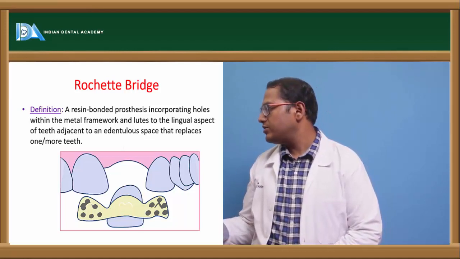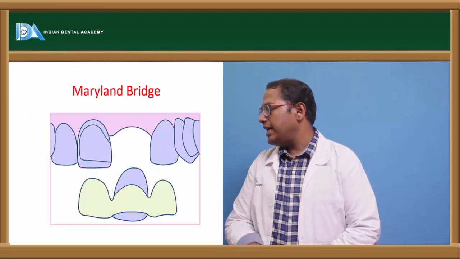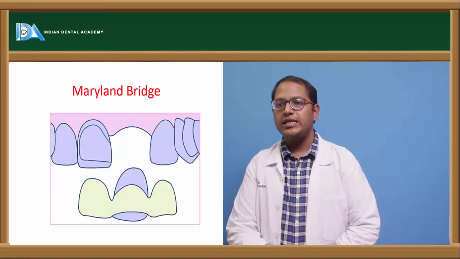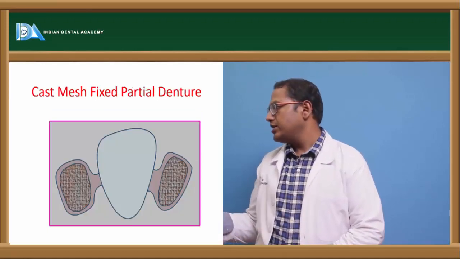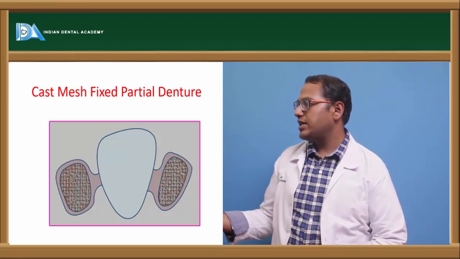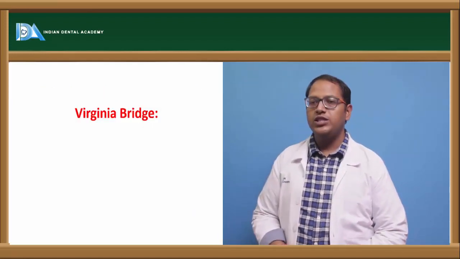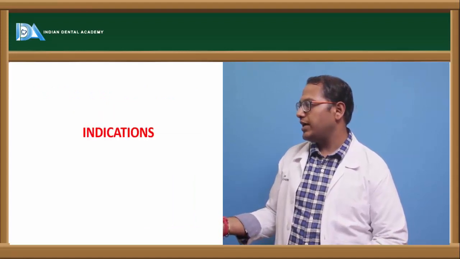See, this is how you attach to the enamel of the lingual surface, and this is the opposite way around actually. The teeth should have come this side. Coming to the Maryland bridge, you prepare very little, and there was a cast mesh. So you can see a mesh of cast mesh on which the fixed partial denture was made. This cast mesh is fitted onto the enamel structure. Virginia bridges are the older type of bridges.